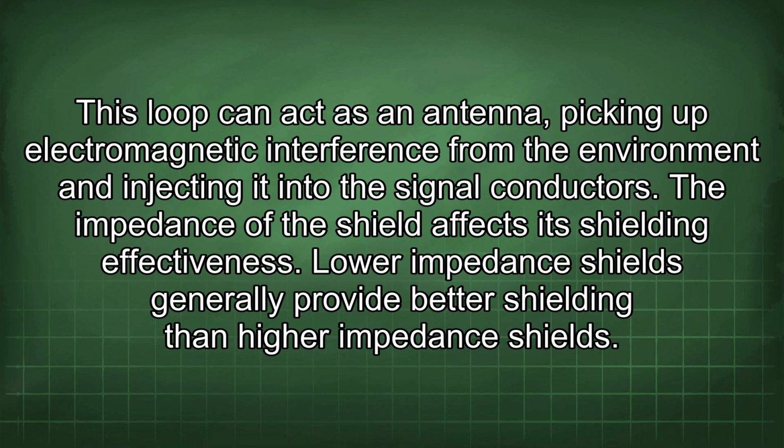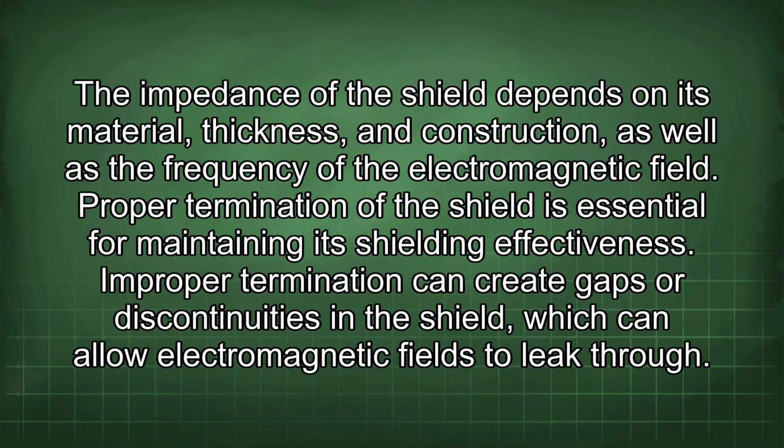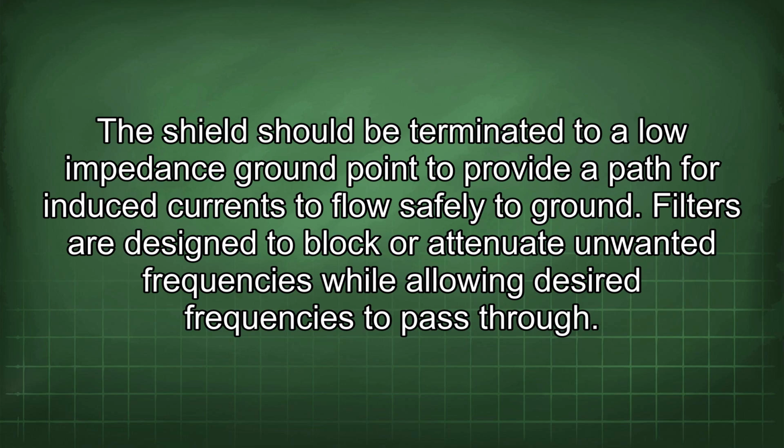Lower impedance shields generally provide better shielding than higher impedance shields. The impedance of the shield depends on its material, thickness, and construction, as well as the frequency of the electromagnetic field. Proper termination of the shield is essential for maintaining its shielding effectiveness. Improper termination can create gaps or discontinuities in the shield, which can allow electromagnetic fields to leak through. The shield should be terminated to a low impedance ground point to provide a path for induced currents to flow safely to ground.